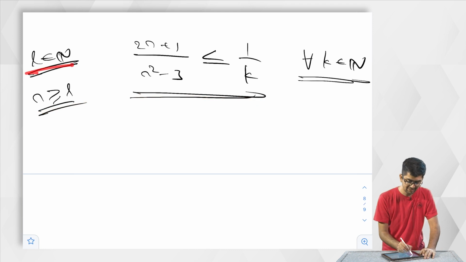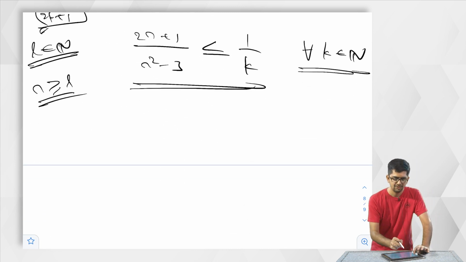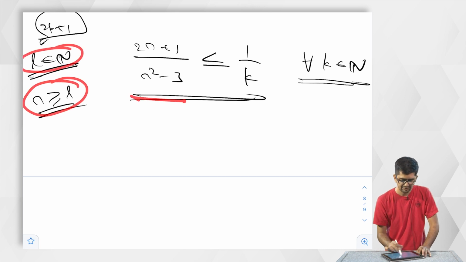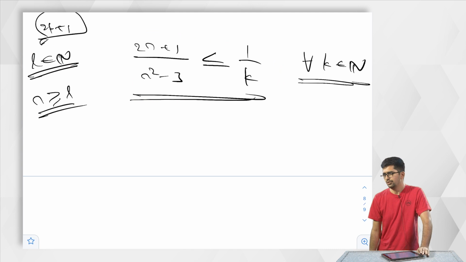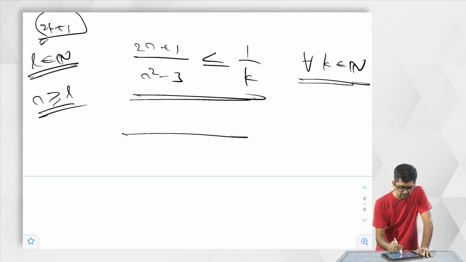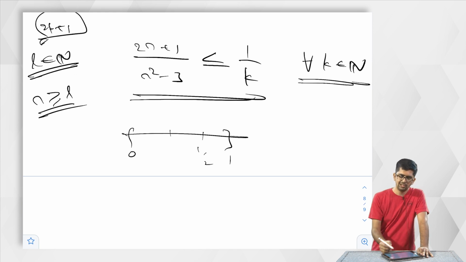We actually have some L here. L is equal to just 2k plus 1. That's what you have seen here, right? But that's not relevant. We need some L such that whenever n is greater than or equal to L, we need this inequality. So now the bound, whatever bound we started with, 0 to 1, will keep on reducing to 1 by 2, 1 by 3, 1 by 4, and so on.